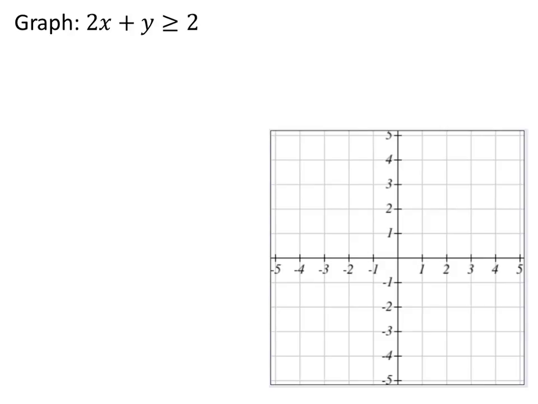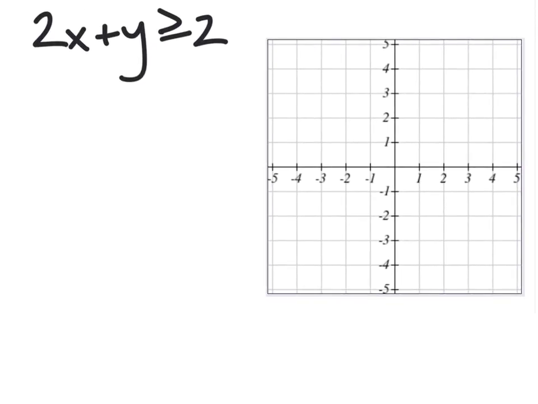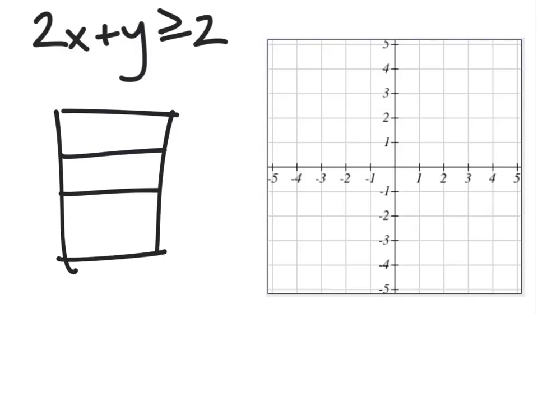All right, we've got to graph this equation, 2x plus y greater than or equal to 2. We know this is going to be a solid line because it's also equal to. This one will work if we choose 2 points. If this is my x and y's, we can use the 2 intercepts for this.